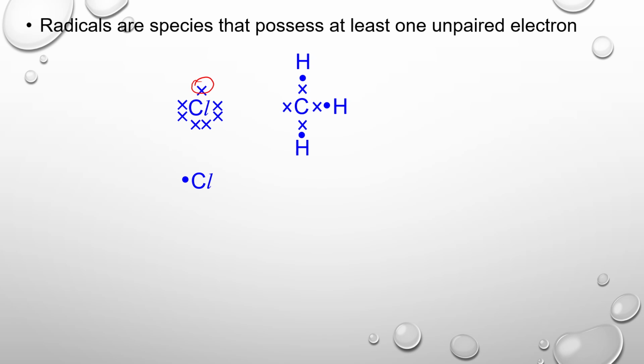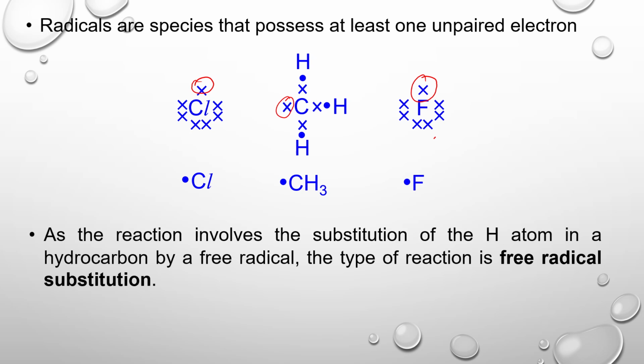And then for this one, same thing, you will have an unpaired electron. So we give it a dot to represent the radical. Fluorine here also has an unpaired electron. So in this case, in order for me to substitute the H with F, it has to go through a substitution. So this type of reaction, we call it the free radical substitution.